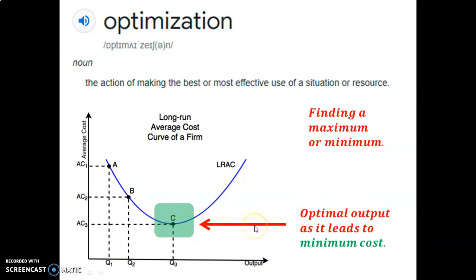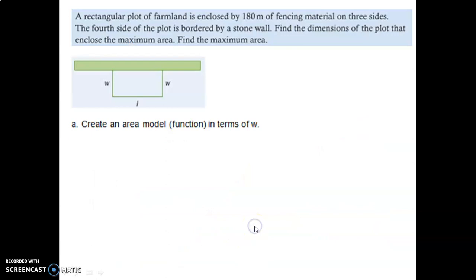Okay, so let's get into that. Let's do some problems that have to deal with optimal solutions. Let's say we have a rectangular plot of farmland which is enclosed by 180 meters of fencing. So let's say this fence here is 180 meters long in total, and it's only on 3 sides because the 4th side here it says is bordered by a stone wall, so we only need to build the fence here.